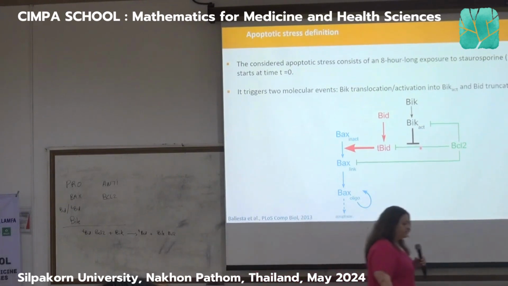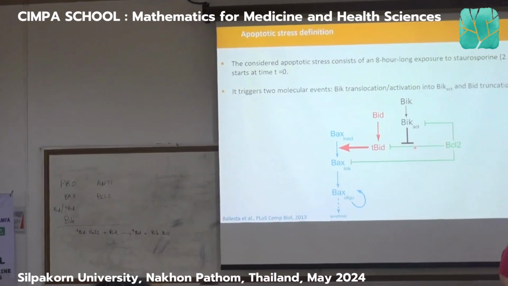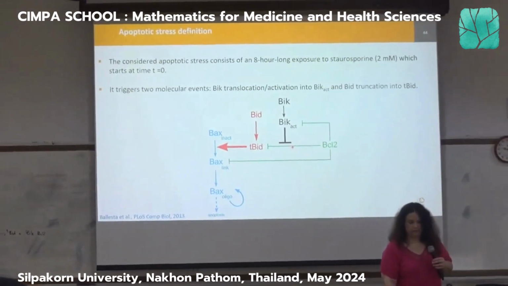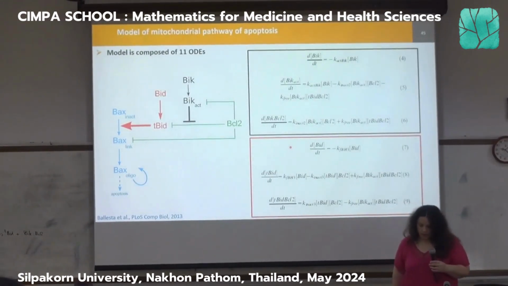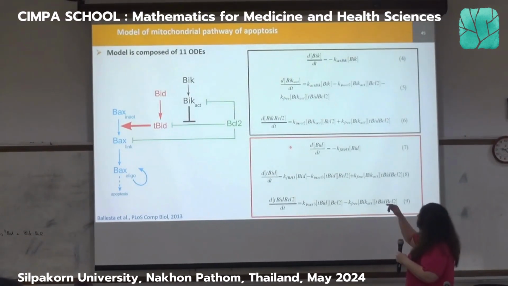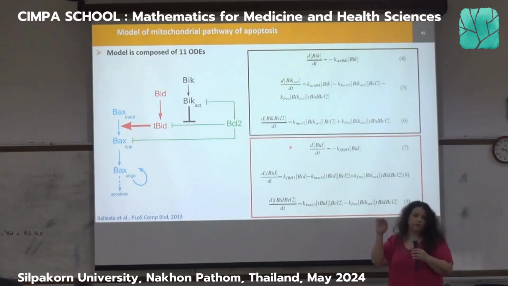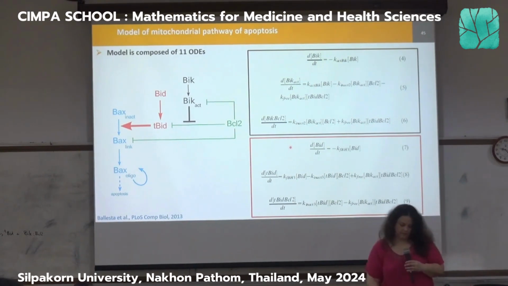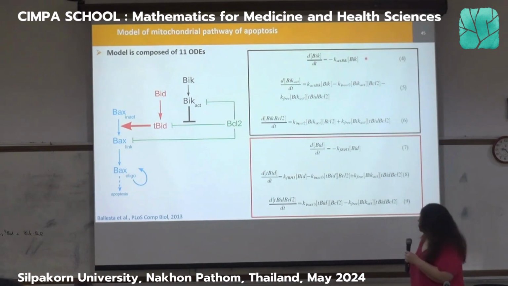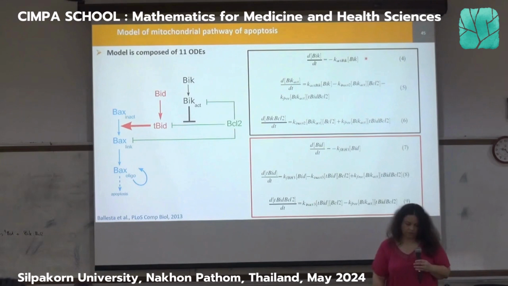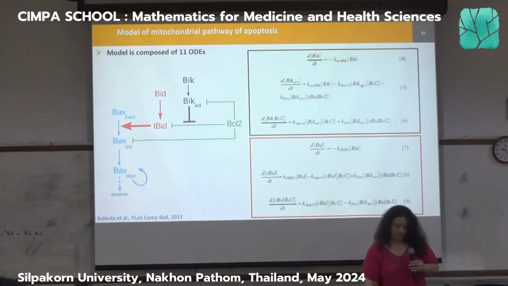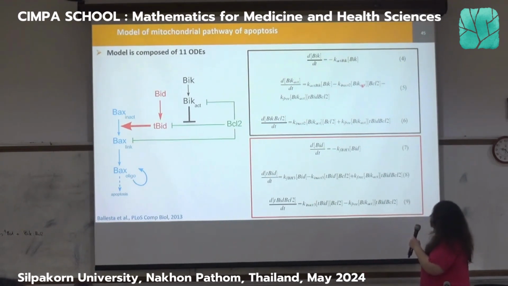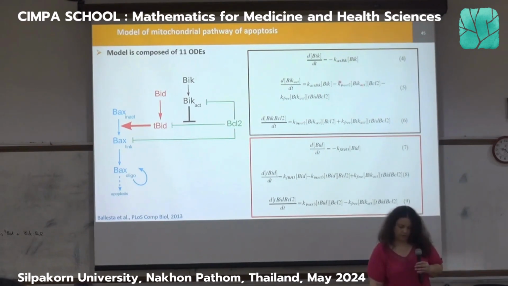So let's look at the equations. We derive the equations using the law of conservation, as discussed today. In the black square, you have the equations for BIM, and in the red, you have the ones for tBID. So very quickly, BIM is activated at time t=0 into BIM act, with a first order equation like this. Then BIM activated receives the matter here.